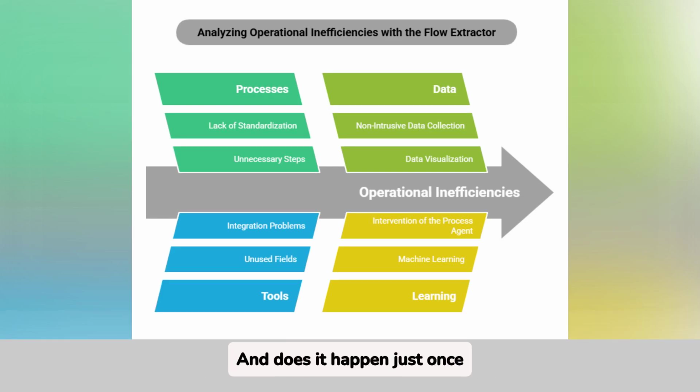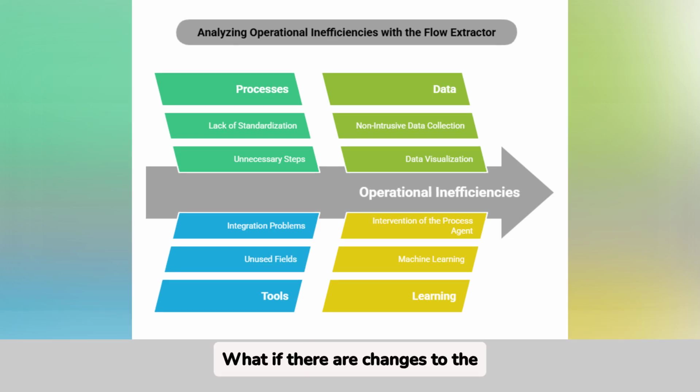And does it happen just once or is it constant? Because processes are constantly changing. It can operate in 2 modes: spot diagnostic mode, which monitors over a specific period and generates a detailed report, and continuous mode, which monitors in the background, detecting changes, new inefficiencies, or deviations as the business evolves. This second mode is ideal if you are growing or constantly adding new tools or personnel.